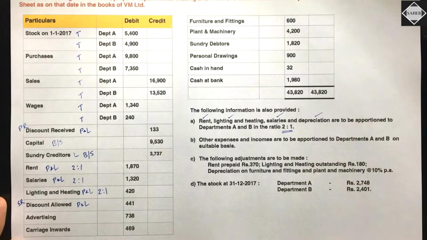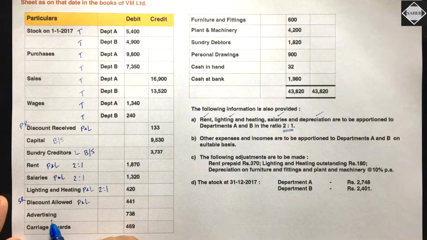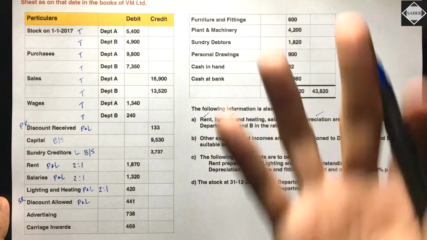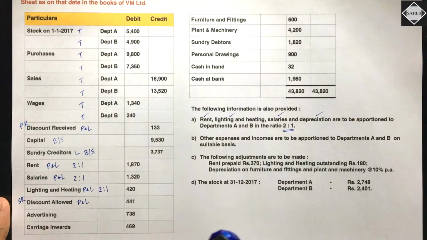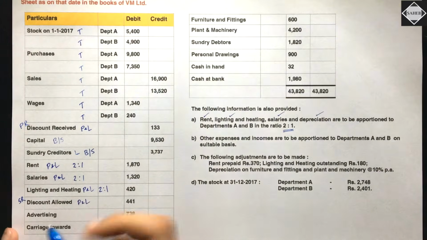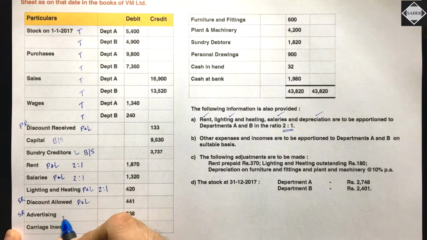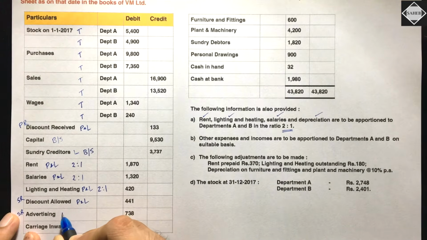Simple. Then we have advertising. Advertising is related with what? Tell me. What happens if we do advertising? If we do marketing, what happens? Our sales increases. We do it because of sales only. We need sales. So it's directly connected with sales. Direct relation is there. So advertising will also be sales ratio. Fine. This is an expense. It will go in P&L.